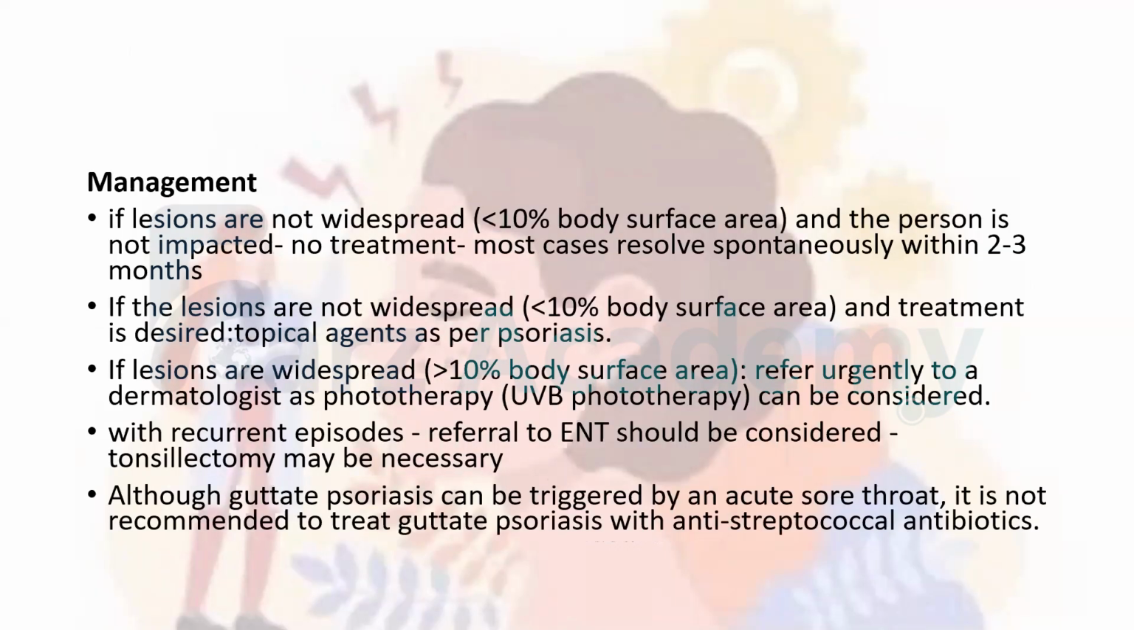So management is usually self-limiting and the lesions resolve spontaneously. If the lesions are widespread, that is if there is more than 10% body surface area involvement, then phototherapy with psoralen and ultraviolet B can be used. And in cases of recurrent episodes, it will be mainly because of recurrent streptococcal infection. So tonsillectomy might be needed for that patient.